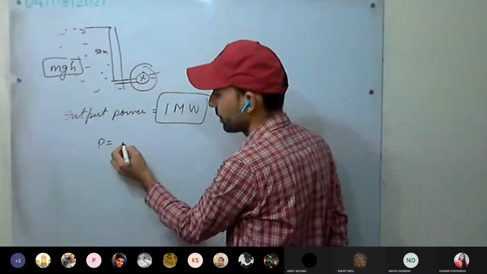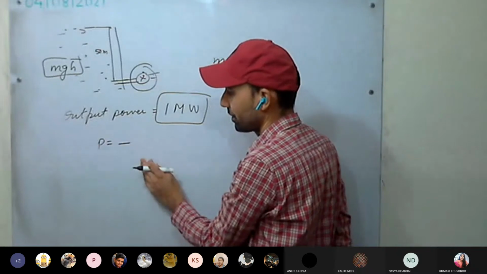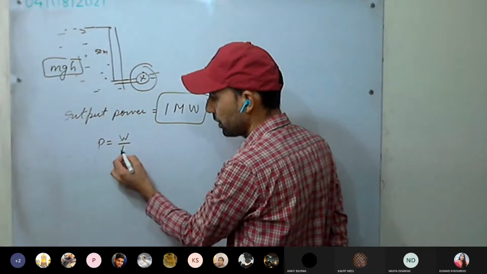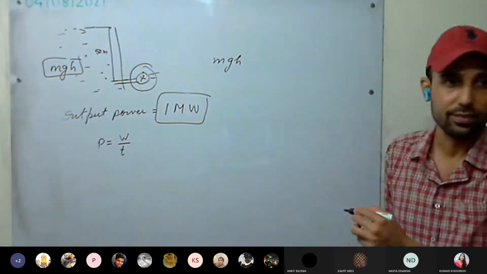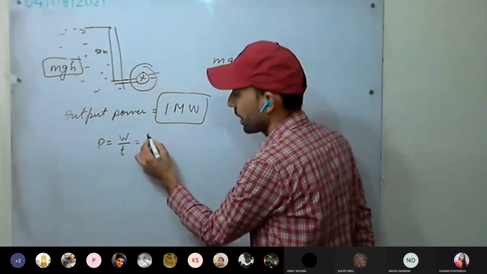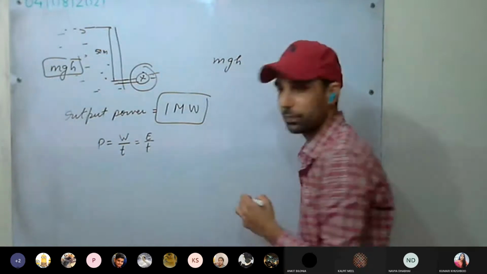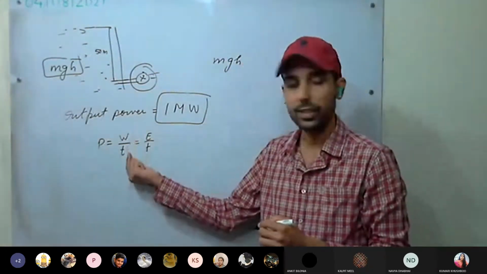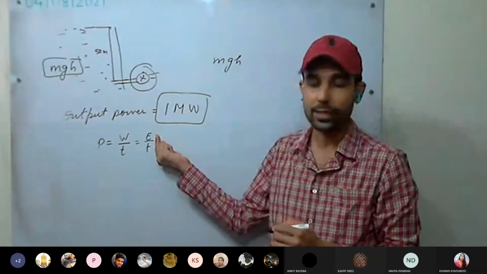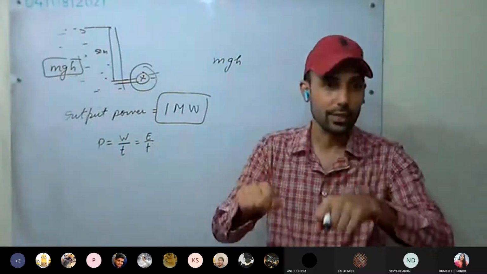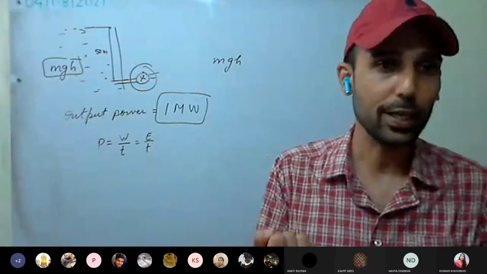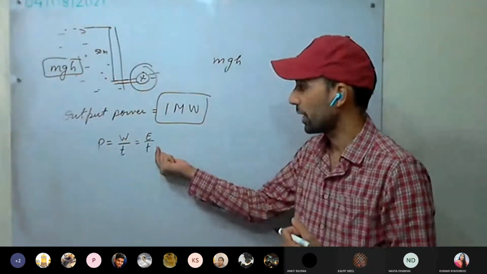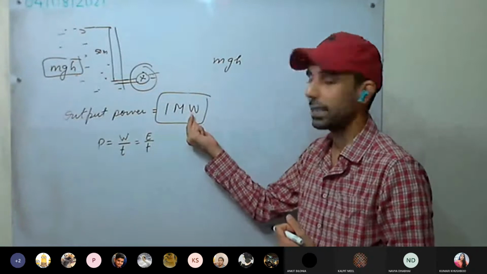We have studied power equals, what was the formula? Work done upon time, or energy upon time. Yes or no? Power is work done per unit time, or energy spent. How much energy you spend each second, that is the power. So you can calculate the energy for each second.